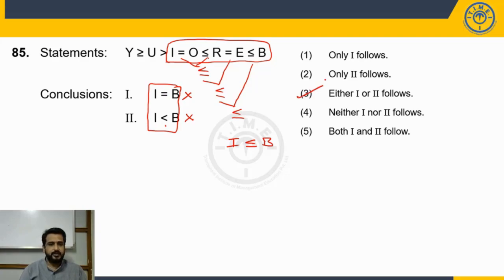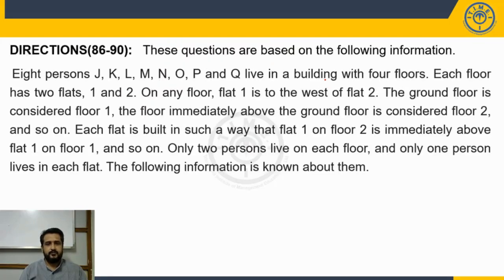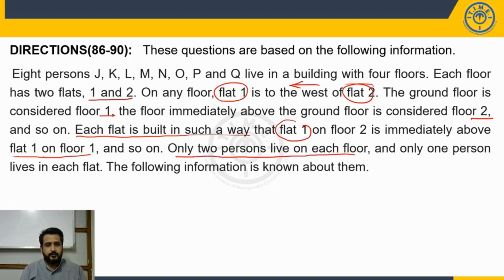Okay. Now move to the next. Floor arrangement. Floors and flats. There are 8 people, J, K, L, M, N, O, P, Q, who live in a building with 4 floors. Each floor has 2 flats, 1 and 2. On any floor, flat 1 is to the west of flat 2. The ground floor is considered floor 1. The floor immediately above the ground floor is considered floor 2, and so on. Each flat is built in such a way that flat 1 on floor 2 is immediately above flat 1 on floor 1, and so on. Only 2 persons live on each floor, and only 1 person lives in each flat.